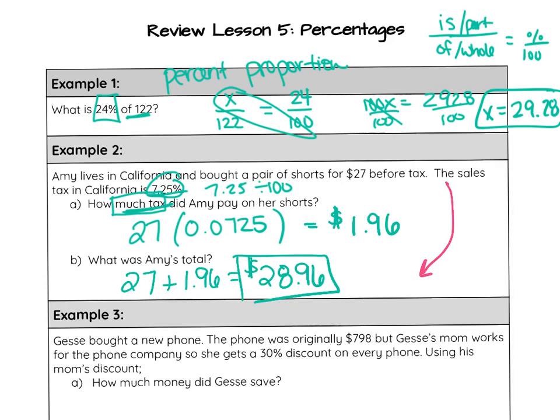So if you wanted to just jump from here to here, you could use your knowledge of markup and markdown, which would look like this. So you would end up with 0.0725, and because it's a markup, you'd add 1, and you do 1.0725. Then you'd multiply that by 27, and you'd get the same thing, 28.96, but it doesn't give you the amount of tax. So you'd have to go ahead and subtract the total minus the original to get the 1.96. So however you want to do it, that is up to you.